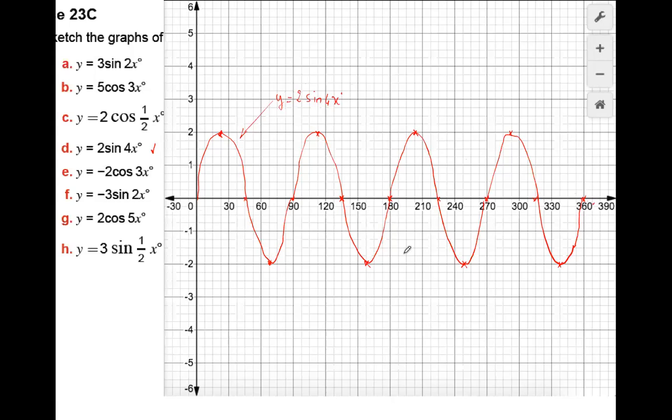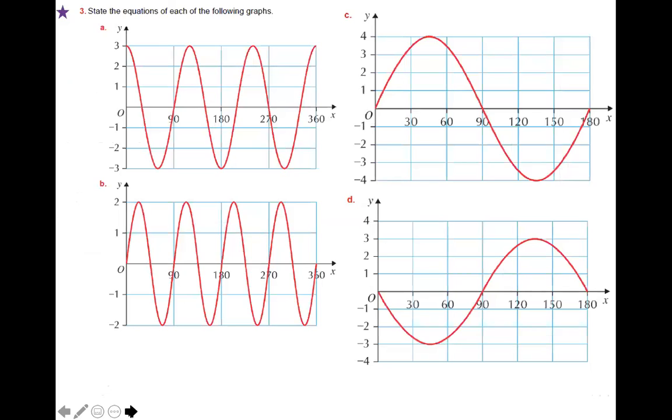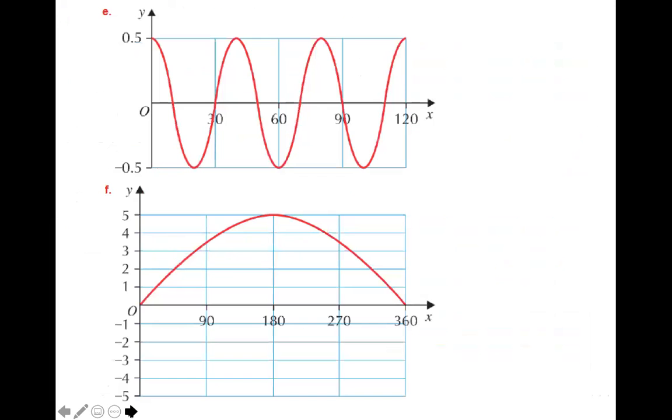Okay, and if you've got a negative, you just flip it. So 23C, you've got quite a few when we come back. This time we've been asked to state the equation of each of these. So I've got A, B, C, D. So let's try this one.